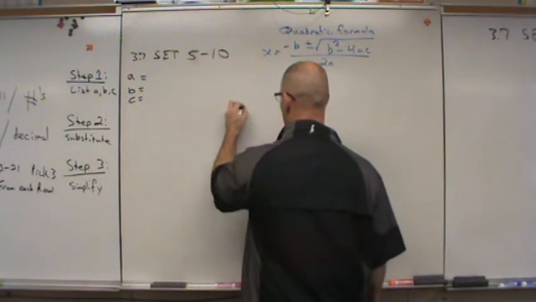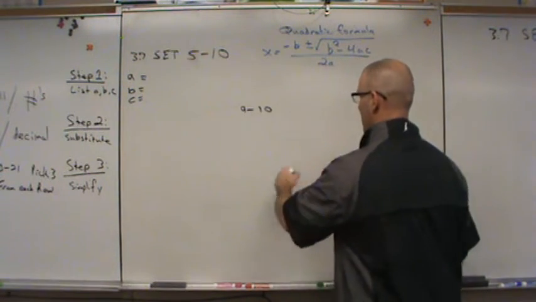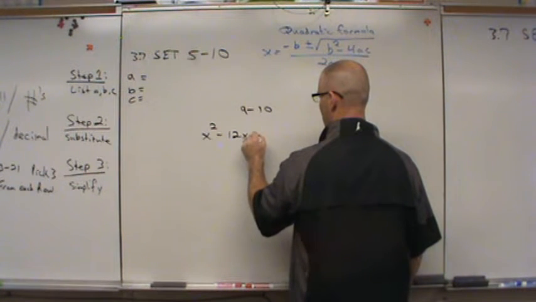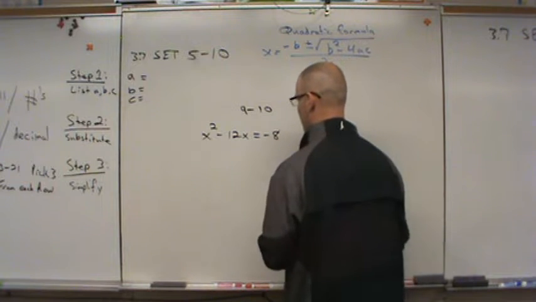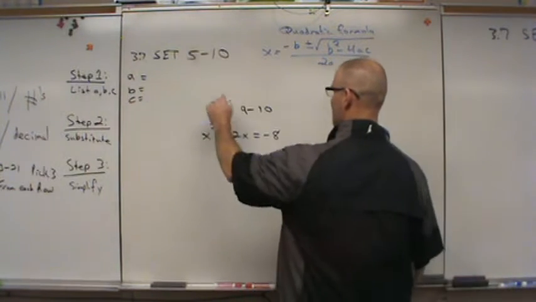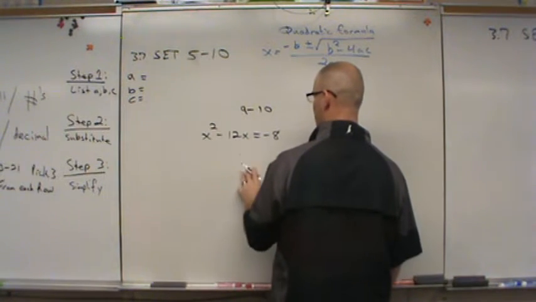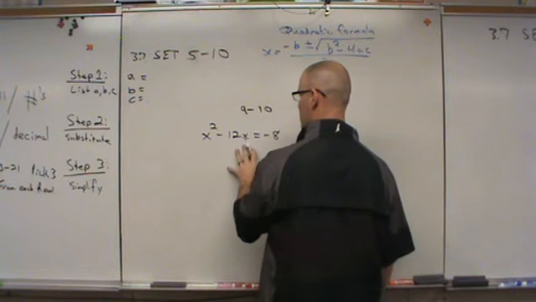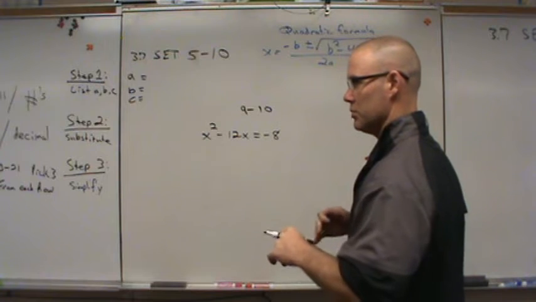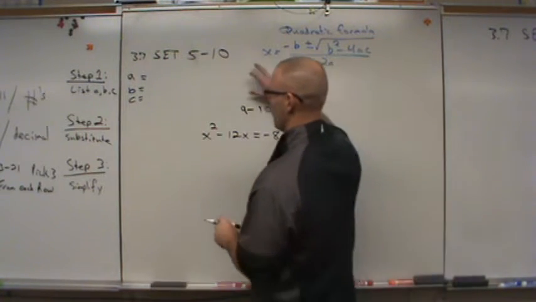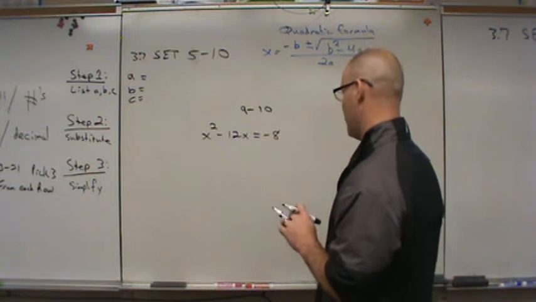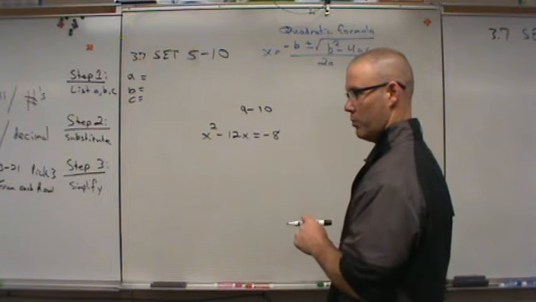In questions 9 through 10, I believe 9 is x squared minus 12x equals negative 8. And this is not the same form as 5 through 8. It's different. And the reason why we point this out is because they're adding one extra step in solving all of these by using the quadratic formula. I know the directions say solve using any method. No, you need to solve using the quadratic formula.